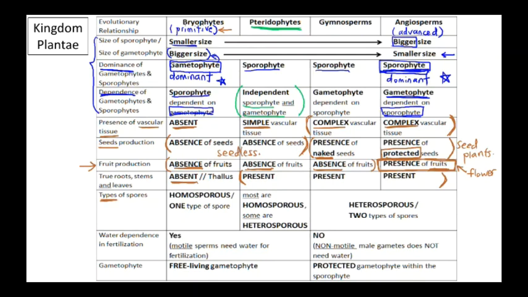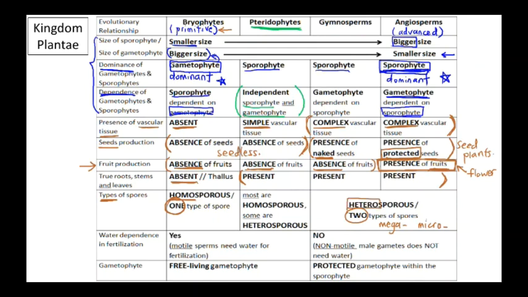Types of spores, as you learned just now, can be homosporous or heterosporous. Bryophytes, because they are the most primitive plants, are very simple. They only have one type of spore. Whereas if you look at Angiosperms and Gymnosperms, because they are more advanced land plants, they have developed more, so they have two different sizes of spores, the megaspore and the microspore. That's why we say these plants are heterosporous.